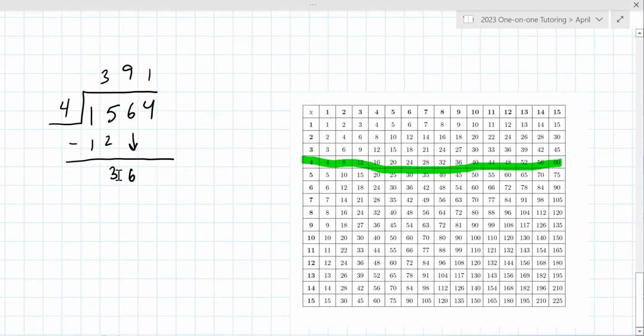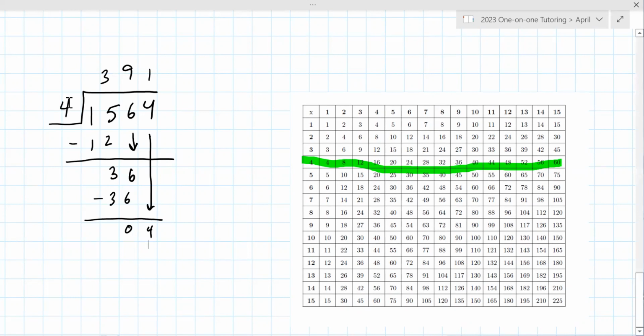Does 4 go into 36? Yes. It goes in exactly 9 times like you have here. 9 times 4 is 36. Subtract, which is 0. You don't normally bring the 0 down. So really, really close here.